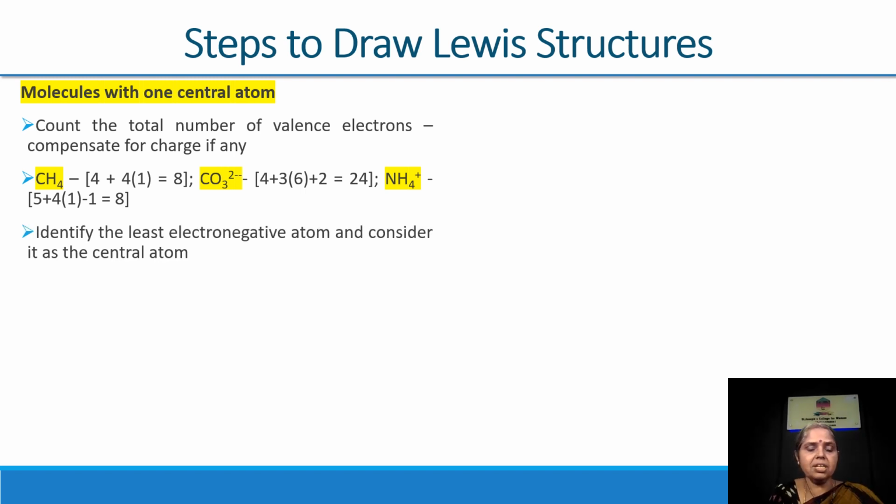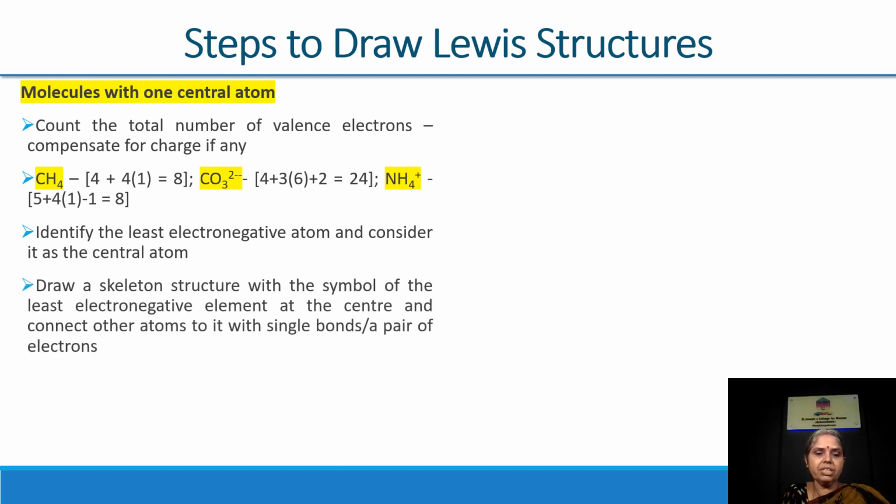Next step is identify the least electronegative element or the least electronegative atom. So that will be the central atom. Atom which is least electronegative will be considered as the central atom. And after that, draw a skeleton structure with the symbol of the least electronegative element at the center and connect other atoms to it with single bonds. Single bond means a pair of electrons.